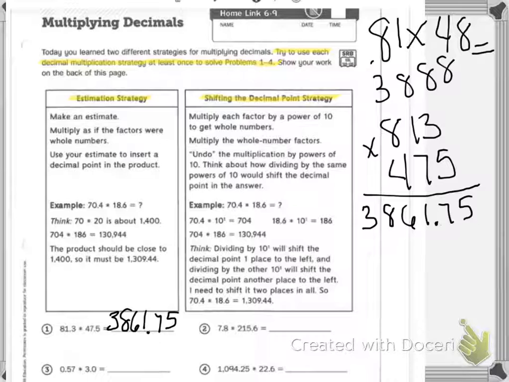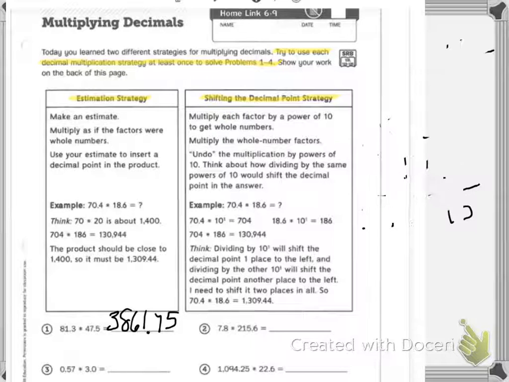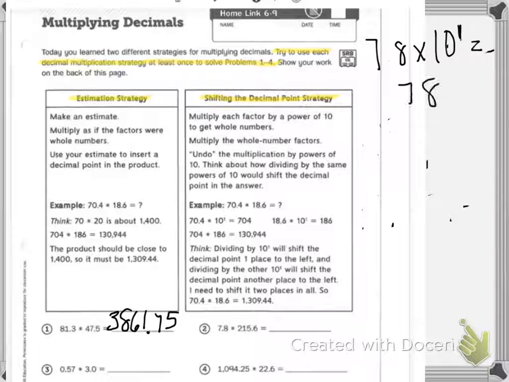Here's my decimal. So our next one said shifting the decimal point. I'm going to erase my work up here. Hopefully you guys have copied it down. 7.8 times 10 to the first equals 78. I'm going to move 78 down here.